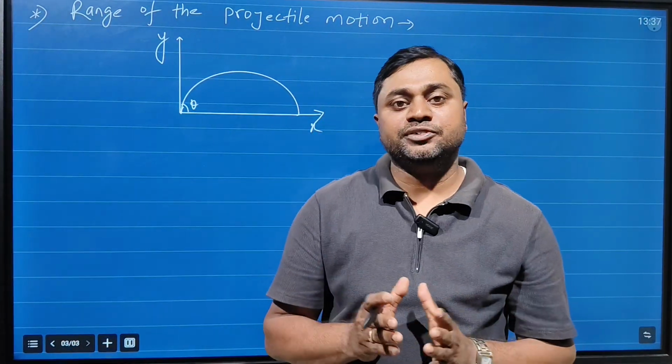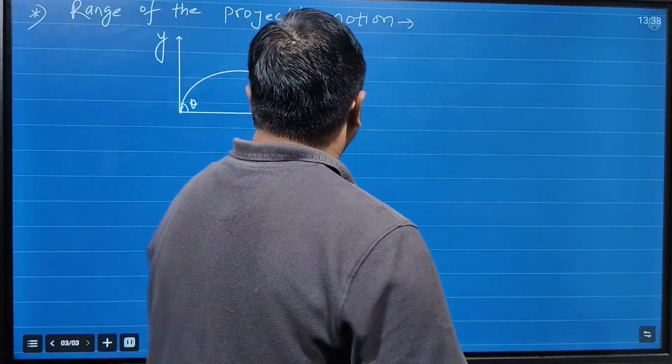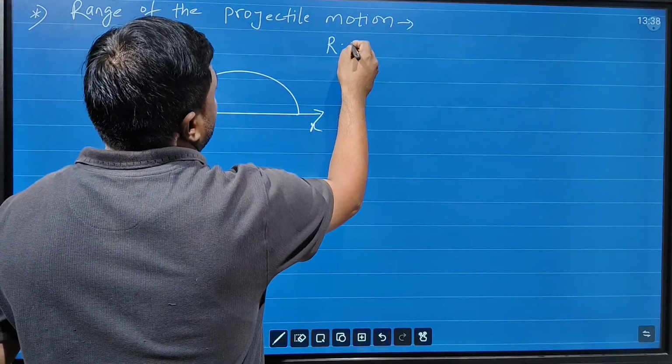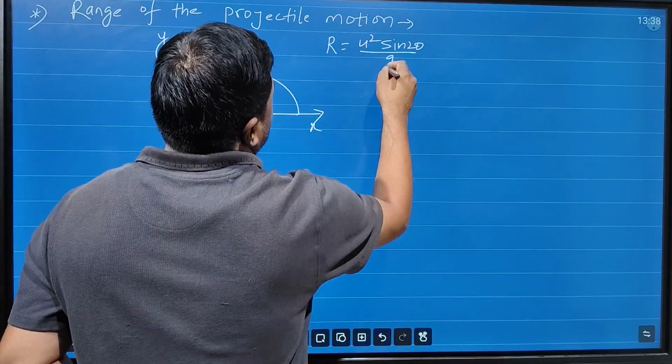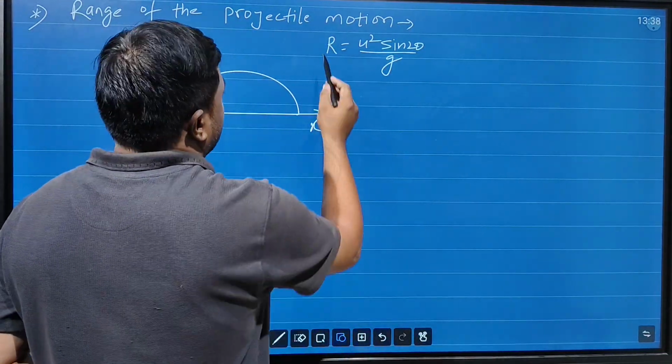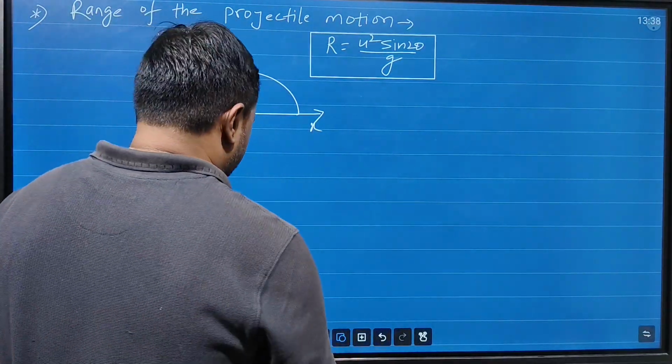Hello friends, in this video we are going to learn the derivation of the range of a projectile motion. What is the range of a projectile motion? Range is equal to u square sin 2 theta upon g. This derivation we are going to learn, so please watch the video till the end. You will understand each and every concept.